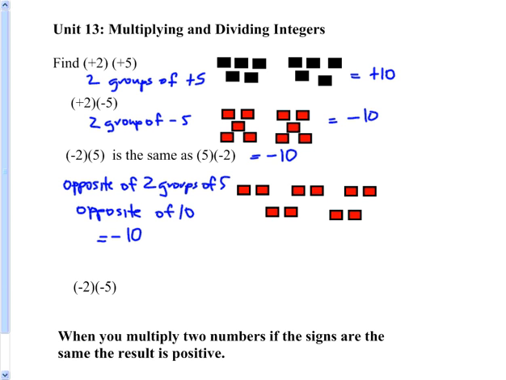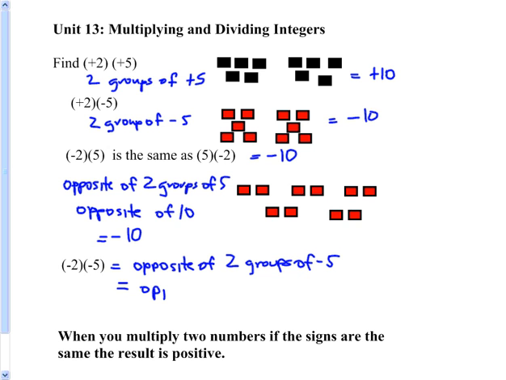So if we think of it that way, then when I get down to this one, where I have negative 2 times negative 5, I could think of this as the opposite of two groups of negative 5. And two groups of negative 5, as we found out above, is negative 10. So what's the opposite of negative 10? Well, it's positive 10. So if we look, a positive times a positive is positive. A positive times a negative is negative. A negative times a positive is negative. And a negative and a negative are positive.